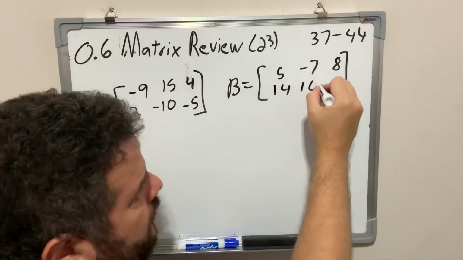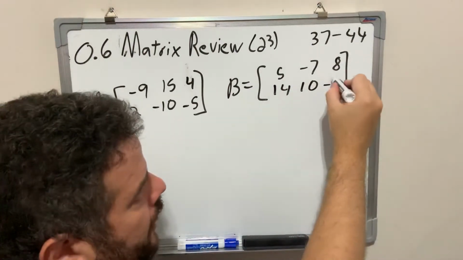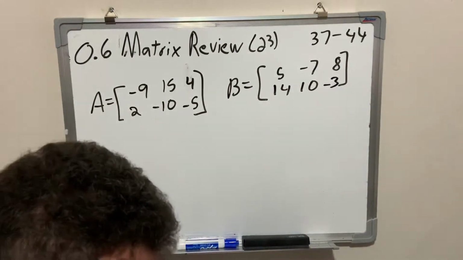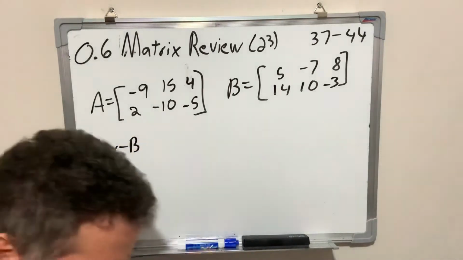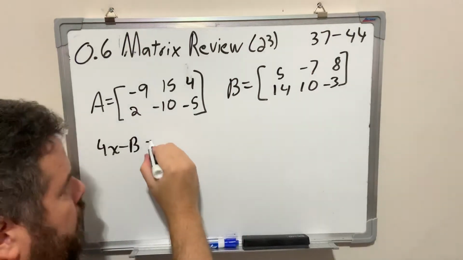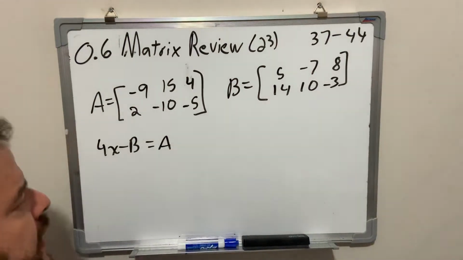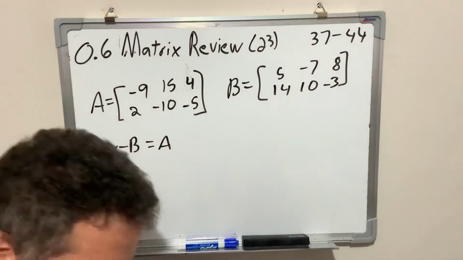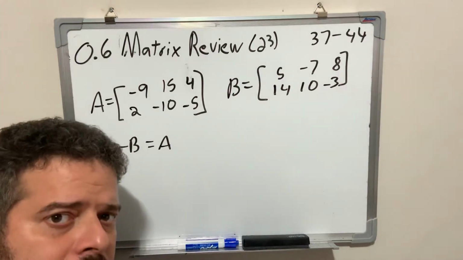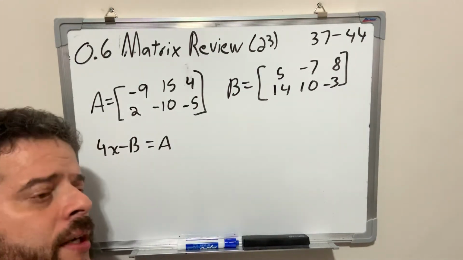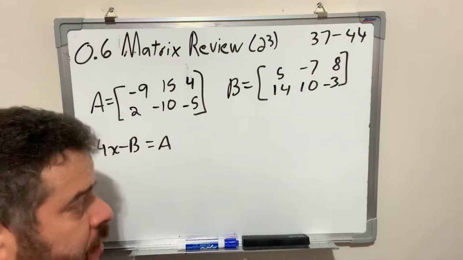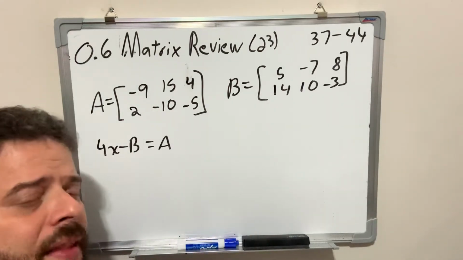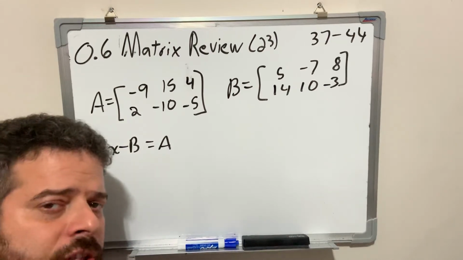14, 10, minus 3. Now I'm told the following. 4x minus b equals a. And they tell me solve for x. Solve for x. Again, what you're going to do is you're going to try to isolate your x like you do with regular algebra. Isolate your x and then do the operations you're told in order to find x.